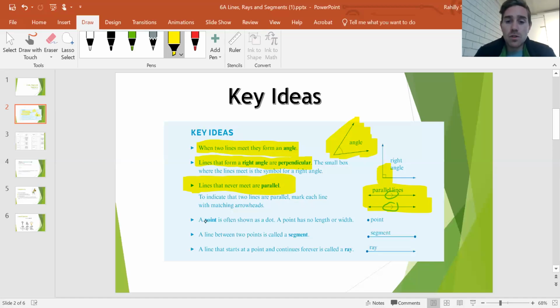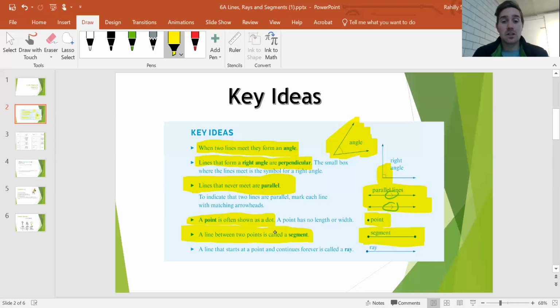A point is often shown as a dot. Points have no length or width. That's just a single point in space basically. So anywhere that it needs to be is just a single dot. A point is often shown as a dot, just like this one here. A line between 2 points is called a segment. You've got 1 point here and 1 point here. The segment is the line that joins the two. A line between 2 points is called a segment.